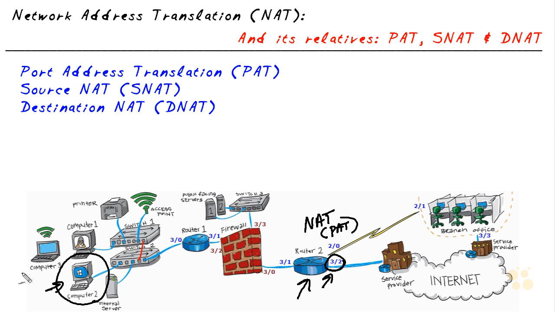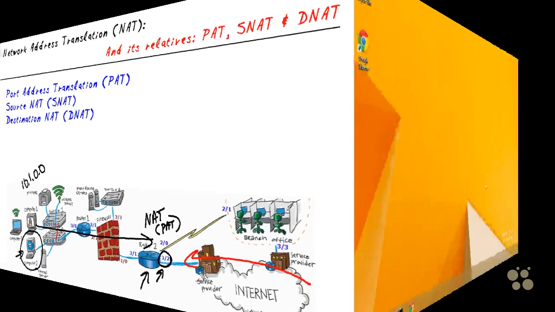So all the customers here on network 10.1.0.0, as they send their traffic out to the internet, router 2 is going to translate the source IP address as well as keep track of all those sessions so that when the reply traffic comes back, it can correctly untranslate that traffic and forward the responses back to the right party.